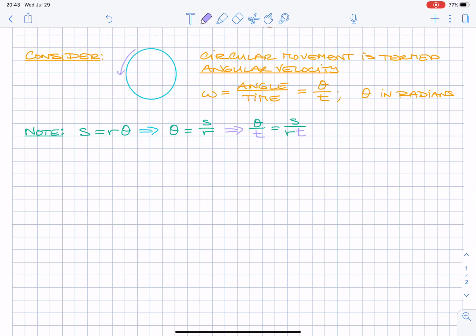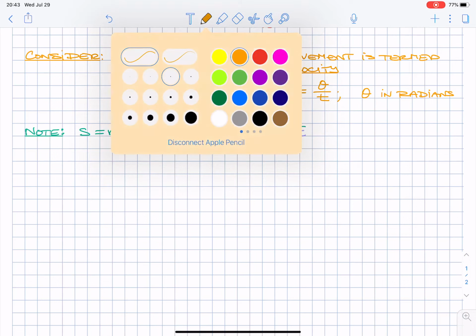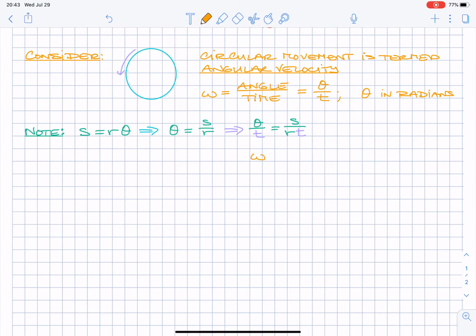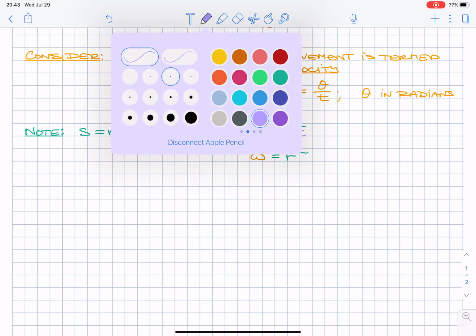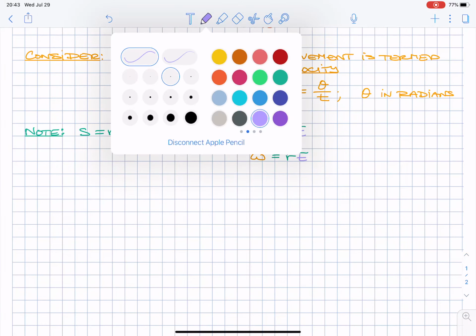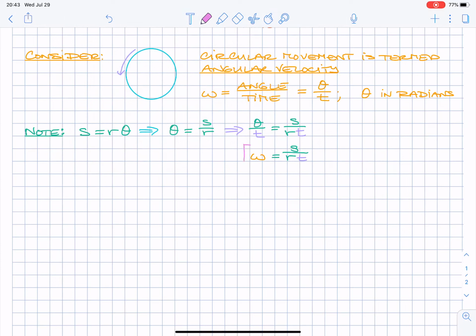Okay, well, theta over t is omega, right? So this is omega is equal to s over rt. Okay, let's keep that for the moment. s over rt. What I'd like to do is multiply this whole equation through by, let's multiply this by r.